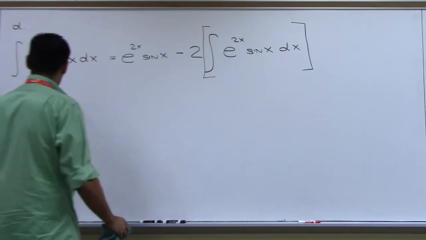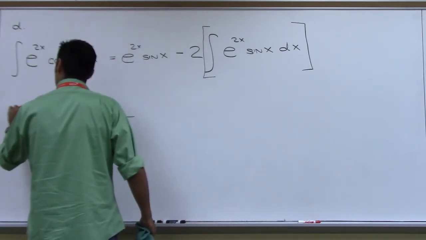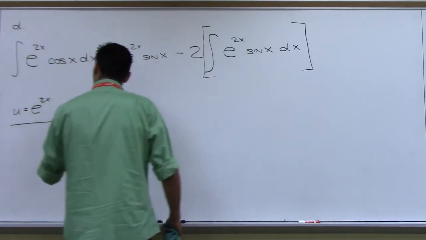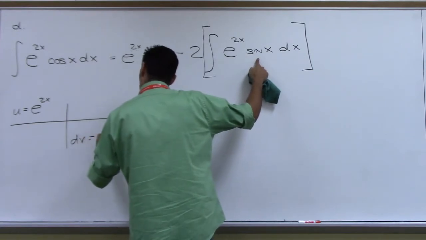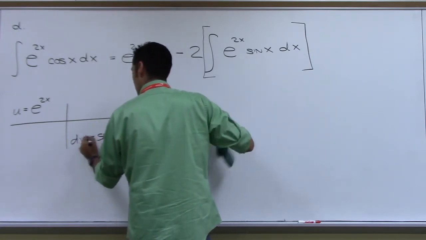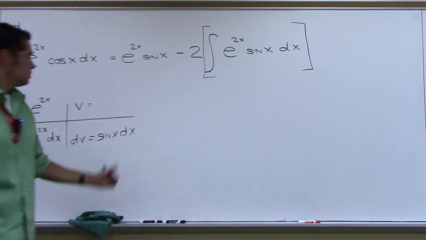In my new table, I'm going to make the same exact substitution. u is equal to e to the 2x, dv is sine x dx. All right, du is, we've already done this, haven't we? 2e to the 2x dx. And what's v? Negative cosine x.